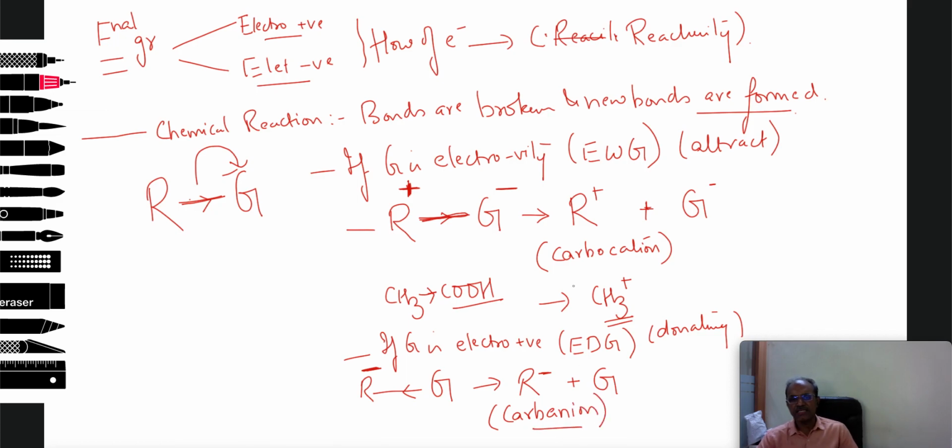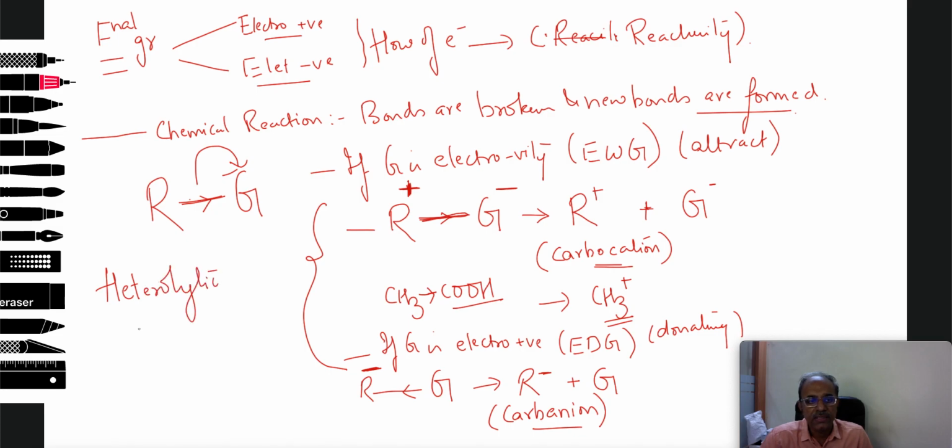This is known as carbocation. So you can say the breaking of this bond leads to the formation of carbocation, and this leads to the formation of carbon ion, right? So such type of breaking is known as heterolytic cleavage or heterolytic fission.